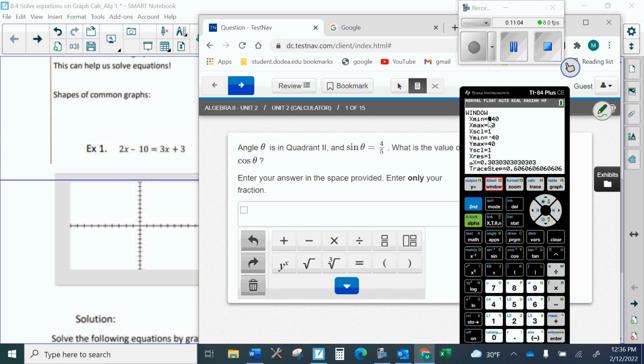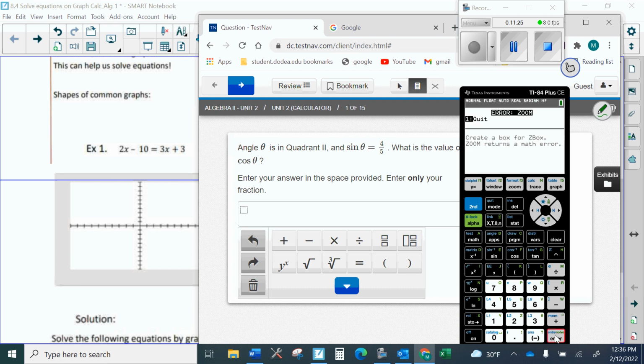The window is right there. So notice it went from negative 40 to 40 on the X and from negative 40 to 40 on the Y coordinates. By default, it's negative 10 to 10 and negative 10 to 10. To always go back to the default one, you just hit zoom 6. That's the standard one. So if I hit that right now, and now hit enter.